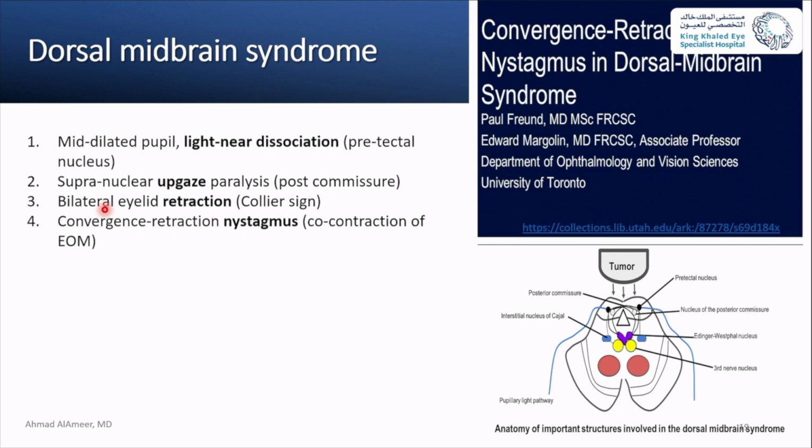And the patient is trying to look up, so the eyelid is going up. So we call this Collier sign, or bilateral eyelid retraction. And when the patient is trying to look up, what happens? Co-contraction of the extraocular muscles, and the patient is going to have convergence retraction nystagmus.